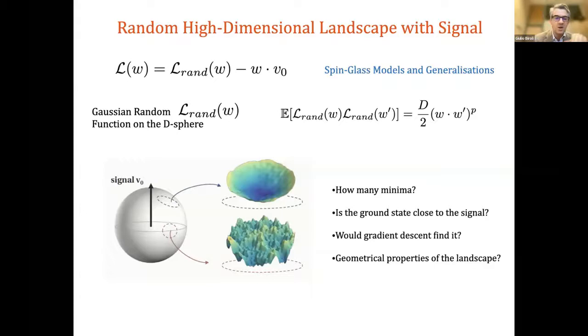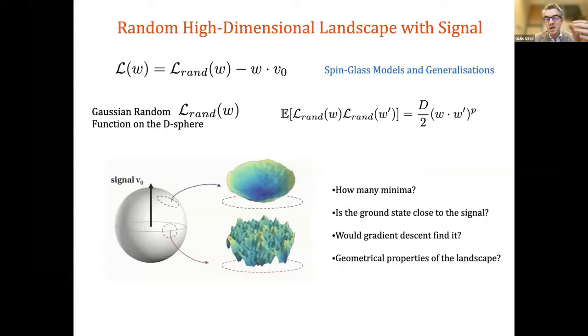Let me take a caricature of a high dimensional non-convex landscape, in which you have a function, let's call it loss or energy, with a completely random part, and then a part which corresponds to the signal. It's good for the system to go in the direction of the signal, which I call V0. The simplest case possible, which has been studied, is to take the system on a d-dimensional sphere, when d goes to infinity. The random part is just a Gaussian random function, defined by its covariance, with mean zero. And then there is this term, which is the signal.